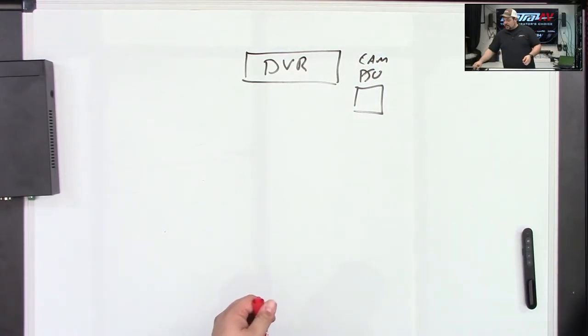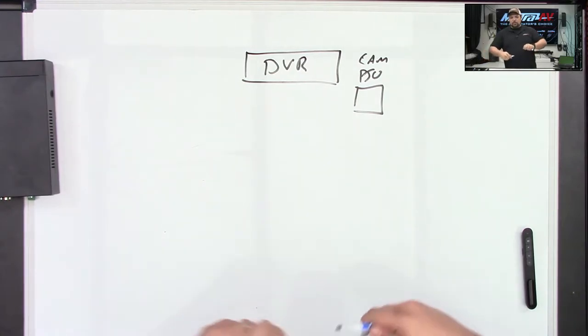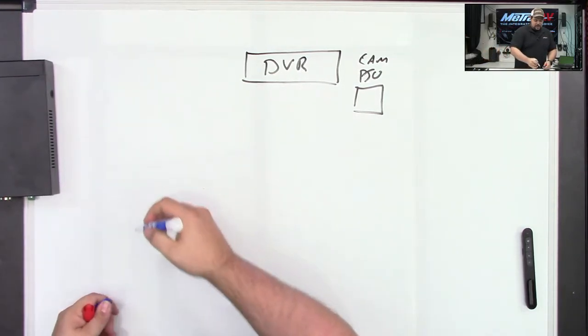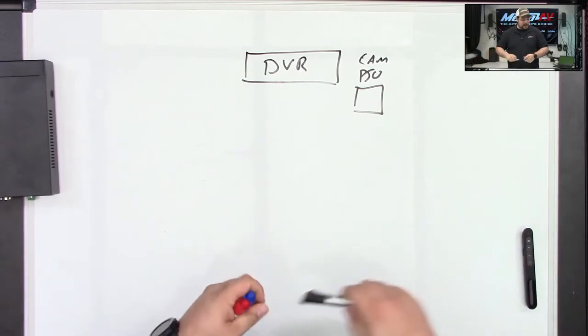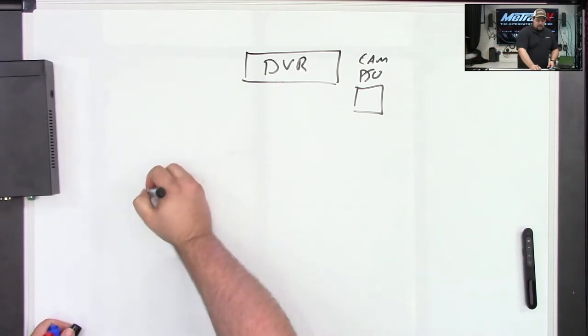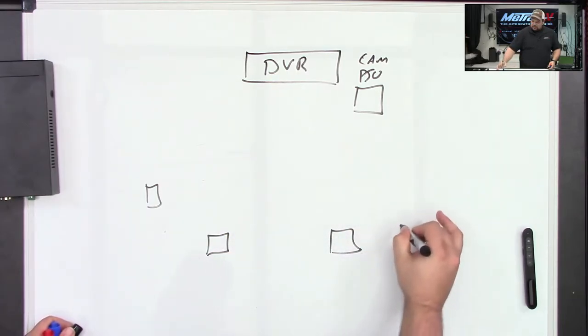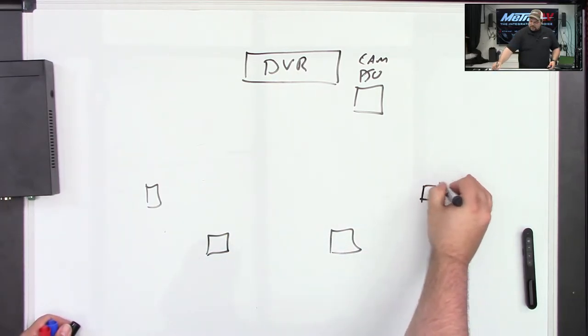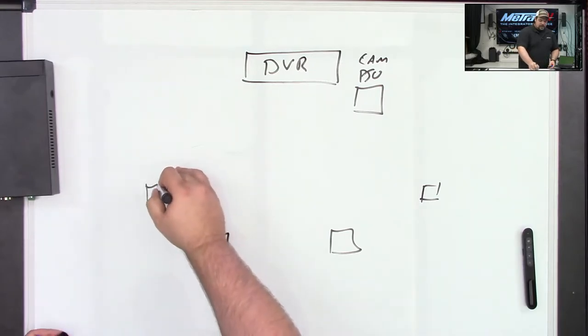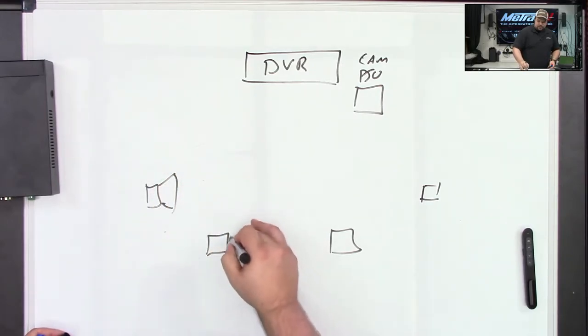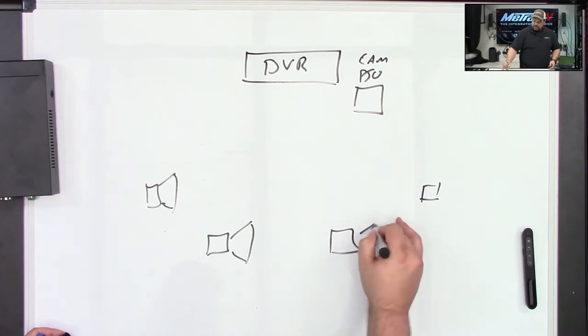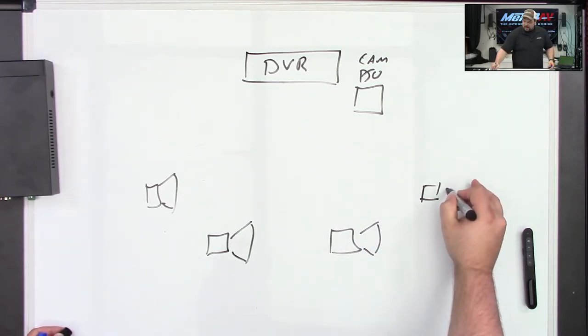So from this system here, normally what you have to do is run to each one of the cameras. I'm gonna get my black marker back out again. Like so, we're gonna say that this is a four camera system. We'll keep it nice and simple for today's episode. And we could even put a little cone on each one of these so we can see that it's a camera. It's a happy little camera.